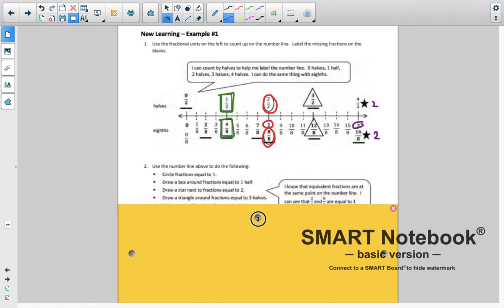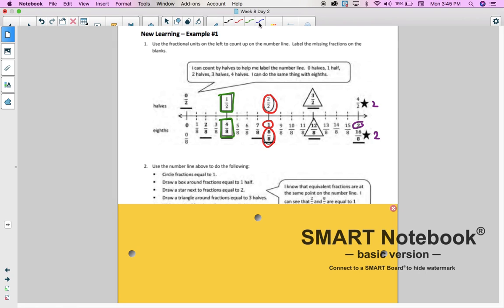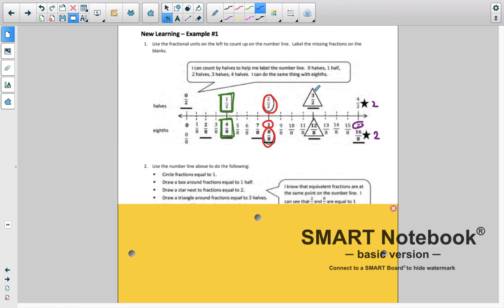And the next one says draw a triangle around fractions equal to 3/2. So what I'm going to do is look at 3/2 on my number line, which is right here. And right below it, I see 12/8. So they put a triangle around 3/2 and 12/8 because it's at the same point. So they are equivalent. They equal the same thing.